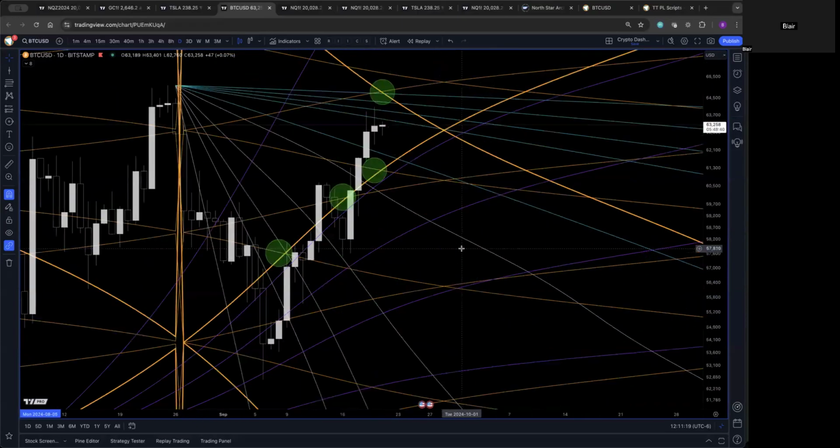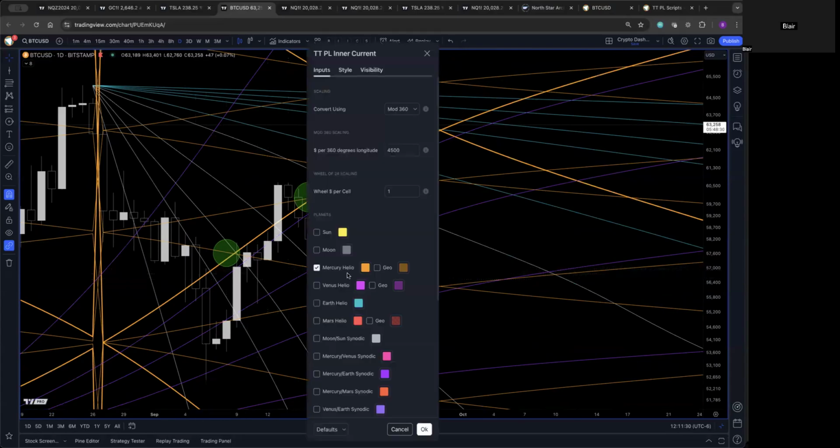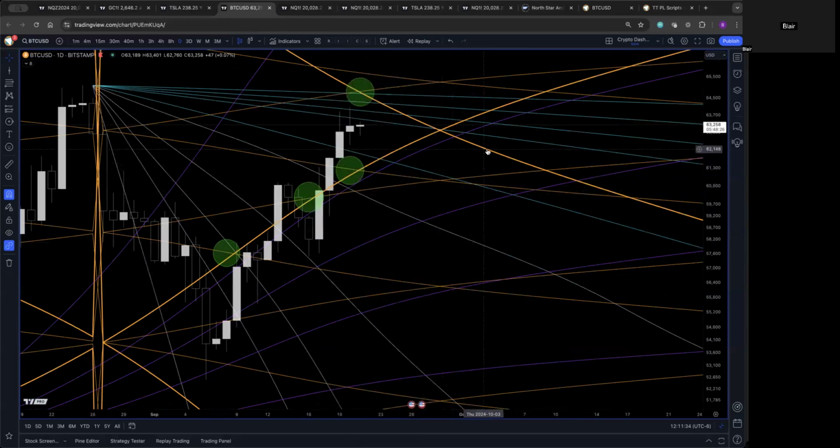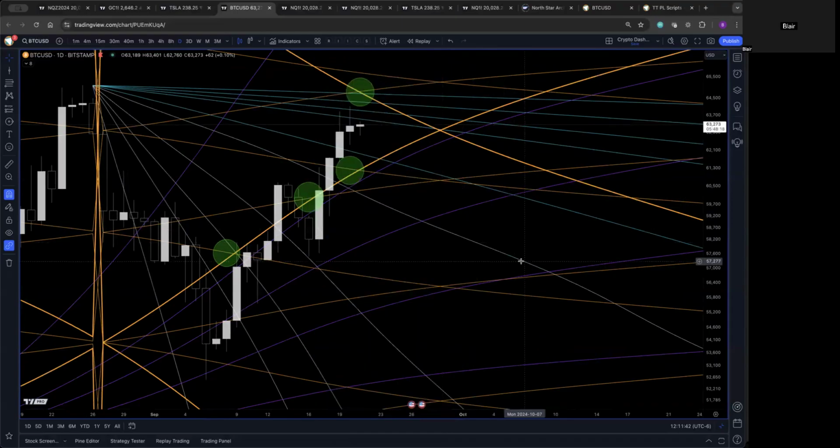But the other thing I want to show you is these green circles. And this is where the two Mercury Helio planetary levels cross, right? Because remember, we've got this one scaled at 4,500 and this guy scaled at 18,000. So that means that $18,000 in price maps to a single orbit in Mercury. And where these cross, these are important days, right?